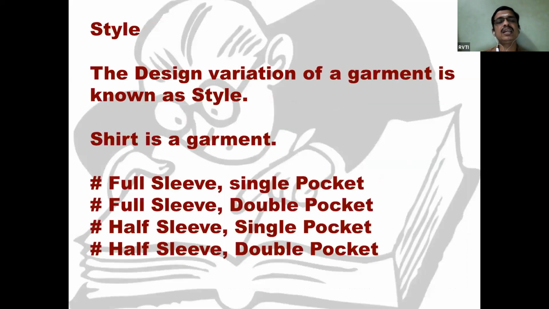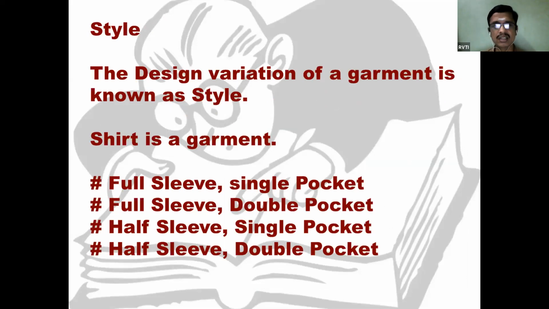Okay, then the next term, style. We frequently use this term in our classes, whether you are a CTS fashion design technology student, or dressmaking or sewing technology. Definitely we use this word style. In mass production, the style number is also an important term. What do you mean by style? Style is a design variation of a garment.